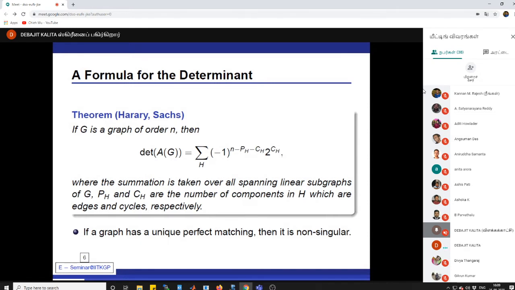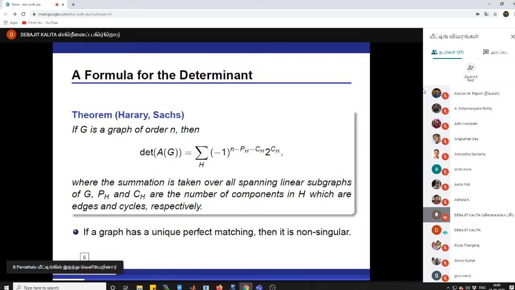So that's why we consider graphs with unique perfect matching, non-bipartite. So here in this talk, we consider unicyclic graphs, non-bipartite unicyclic graphs with unique perfect matching. If we have a unique perfect matching, then we have non-singularity. So we can talk about the inverse of the adjacency matrix, and that way we can talk about inverse of graphs, etc.